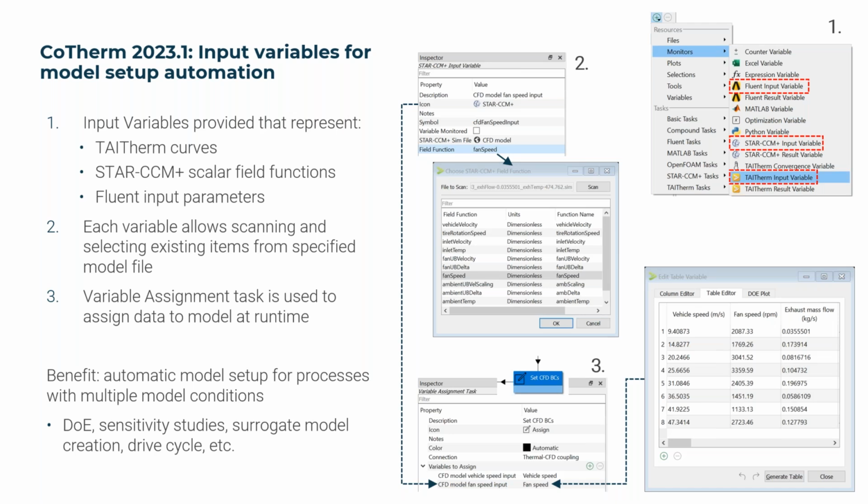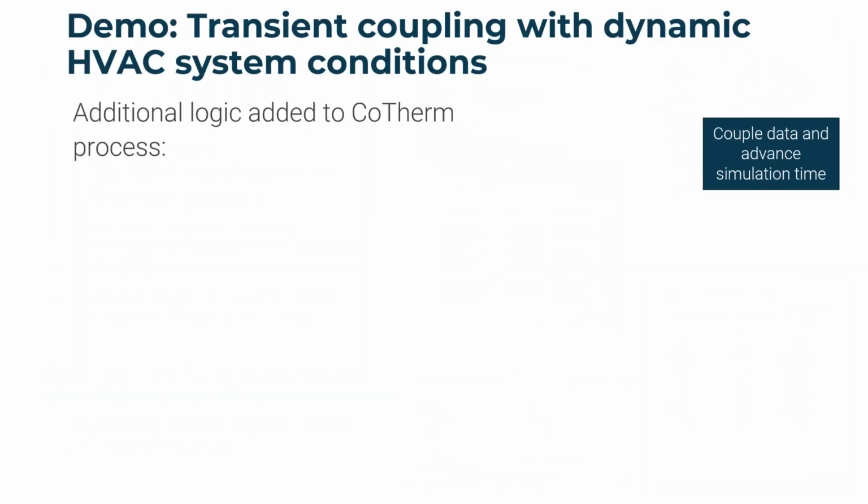It has applications across any type of process where you're creating a sweep of models, like a sensitivity study, or a surrogate model, or drive cycle analysis, where we're setting up steady conditions. So let's look at an example for that with our transient coupling process.